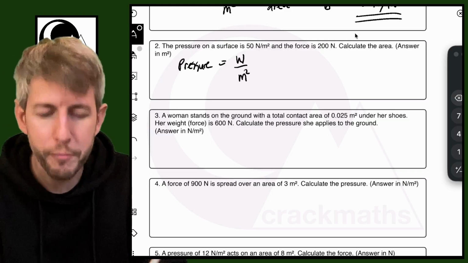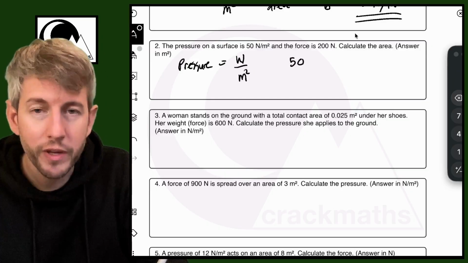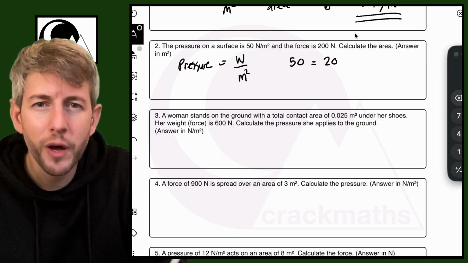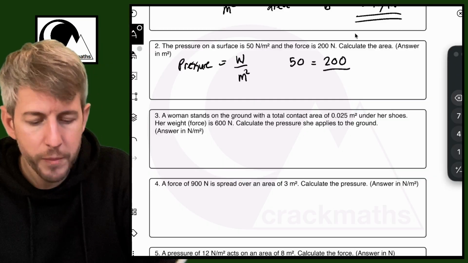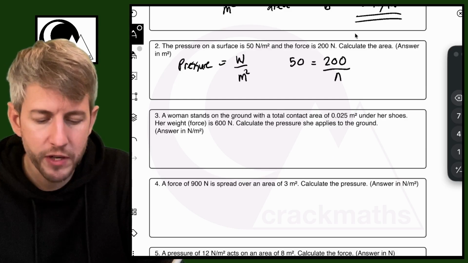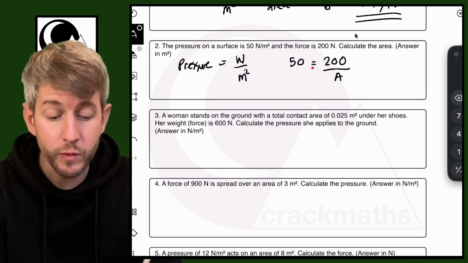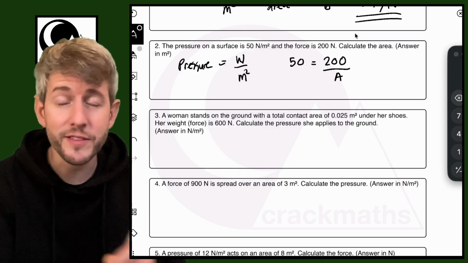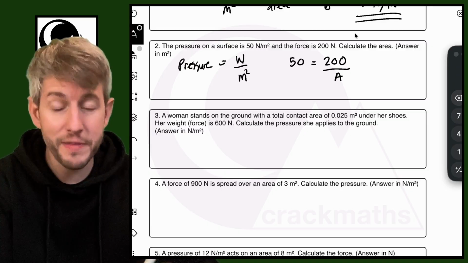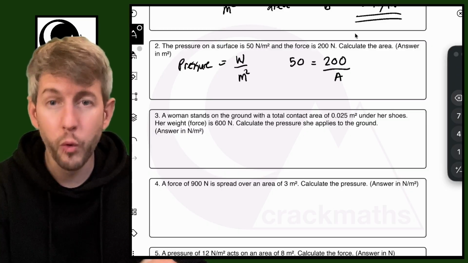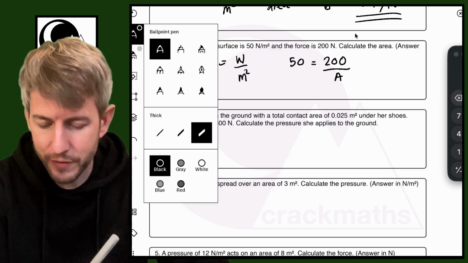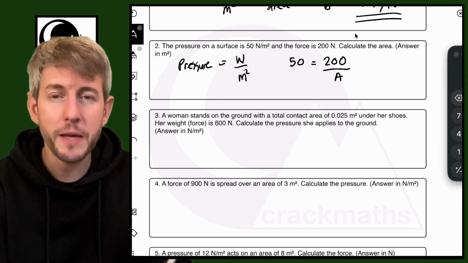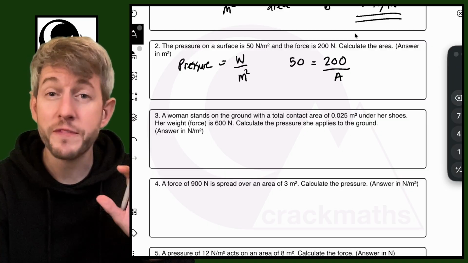Then we can put in the information here. The pressure is 50, so 50 is equal to the force, 200 newtons, over the meters squared, which is the area. I'm just going to call that A. So 50 equals 200 divided by A. What we now need to do is rearrange this formula so that we can work out what A is. If you don't know how to rearrange these, I'm going to quickly use my pen and think about this calculation with different numbers.